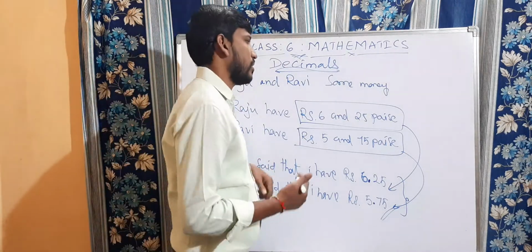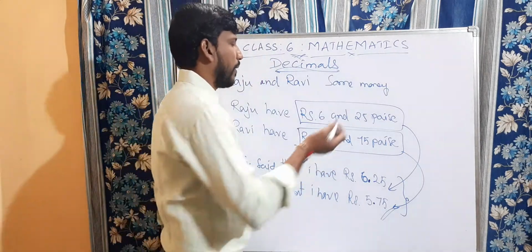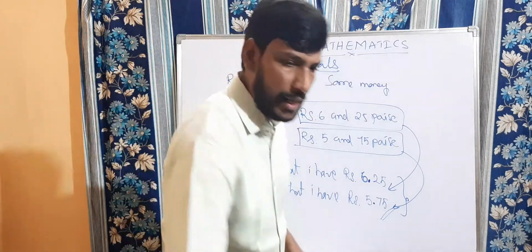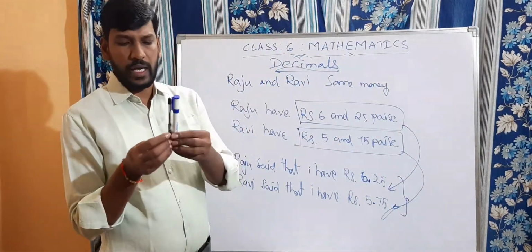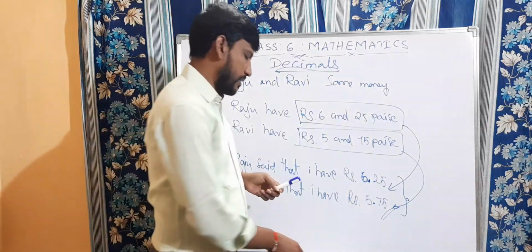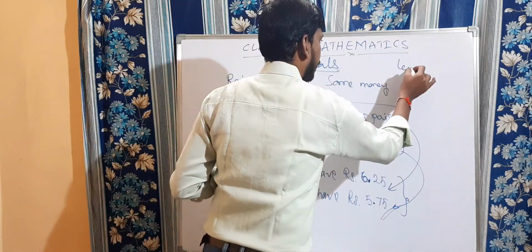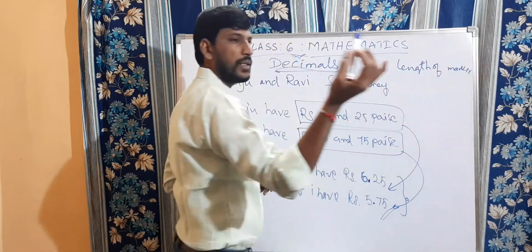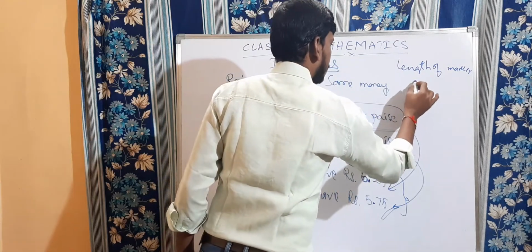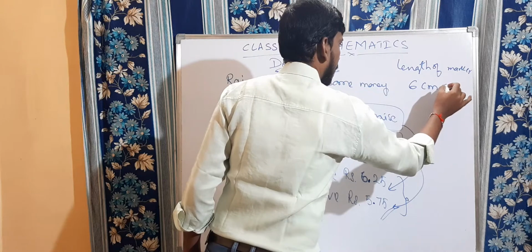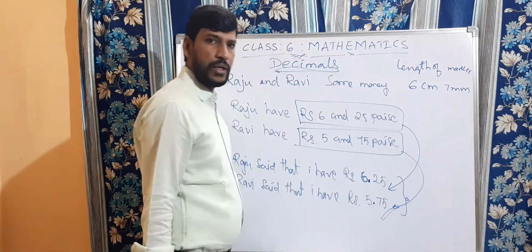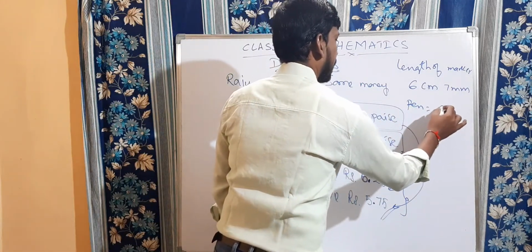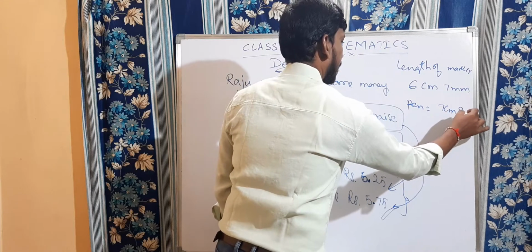Let us take the height of this marker as well as this pen, where there is a little bit of difference. Let us take the length of the marker as 6 centimeter 7 millimeter, and the length of this pen is 7 centimeter 8 millimeters.